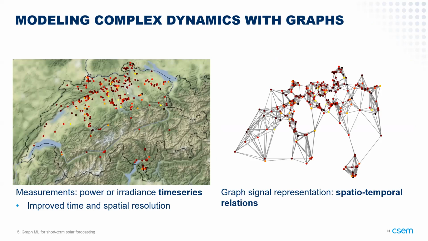So basically what we do is we try to track the dark dots in the picture on the graphs. But we don't use a single snapshot. Of course, we use time series of past data in order to track the spatial temporal relationships of this.